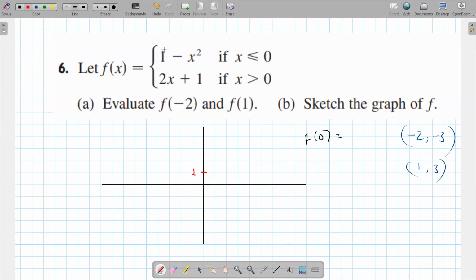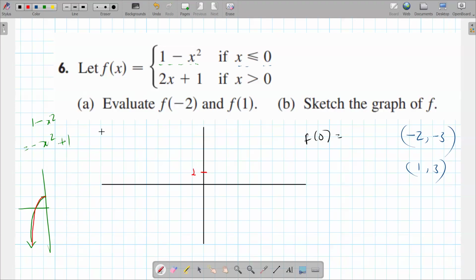And the top function is valid to the left of 0, to the left of x value of 0. So 1 minus x squared is the same thing as negative x squared plus 1. Looks like this. Do you agree? Negative x squared plus 1 is just the x squared flipped upside down and moved 1 unit up. So that means the sketch of this to the left of 0 is just going to be strictly this part. We don't care about this because this function is only valid to the left of this.